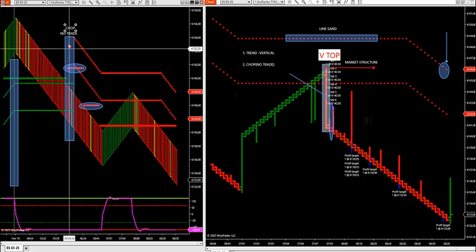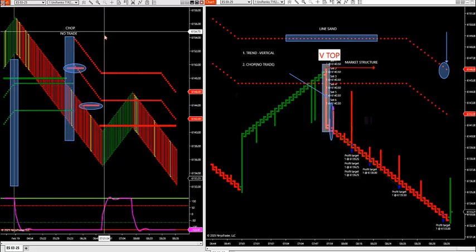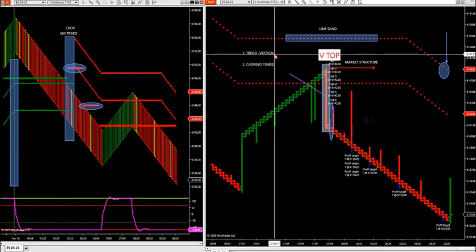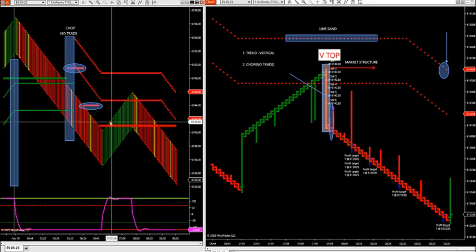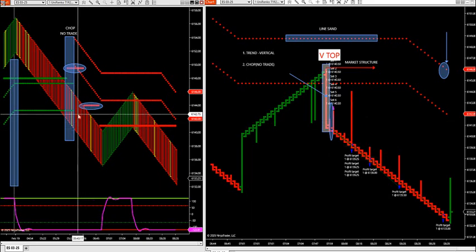So that's chop, no trade. Why? Because, remember, the market can only do two things, trend or chop. Don't make it any harder than that. Either we're trending or we're in chop mode. That's it. It's either black or white. Very simple.